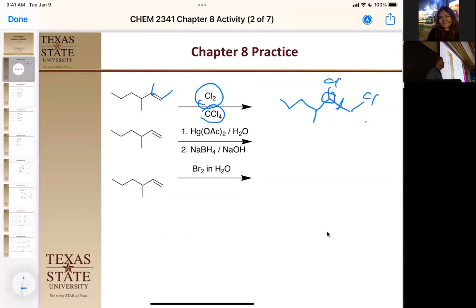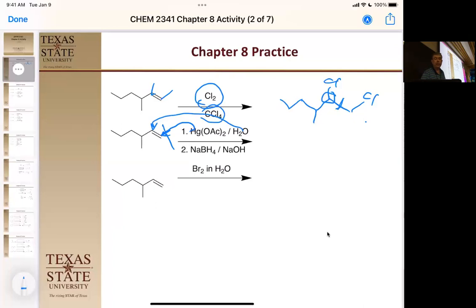Okay, so what's going to happen in the next one? We're going to have something attack the double bond, right? It turns out the mercury attacks this part of the carbon right there. And then the water is going to end up attacking this one right here, because that's going to give the more stable carbocation intermediate. But because the mercury is attached here, it cannot rearrange. So we know it's going to be there. And then we're going to reduce the mercury off. So that means we're going to have an OH here and a hydrogen here.